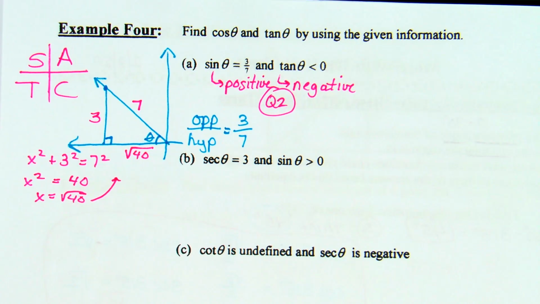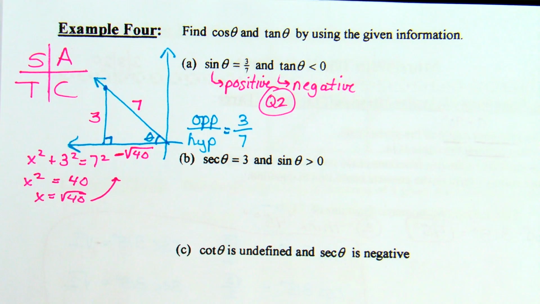Before we finish this problem off, do any of these sides need to have negatives on them? Why would the square root of 40 need to be a negative? Yeah, we're in the second quadrant. How do you move in the second quadrant? You move left and up. If you move left, square root of 40 has to be a negative number. If I move up, 3 is a positive number. And 7 is the hypotenuse or the radius, and so it is always positive. Okay, so watch, depending on what quadrant you're in, your x and or y could be negative. Okay, can you finish this off?